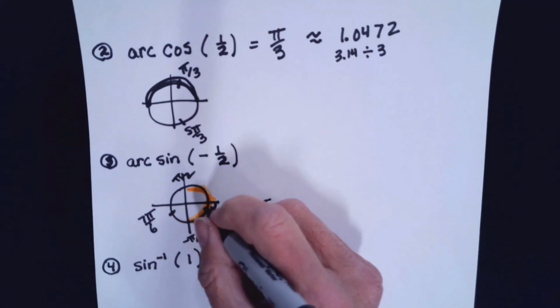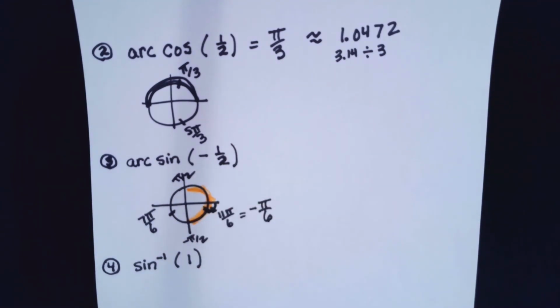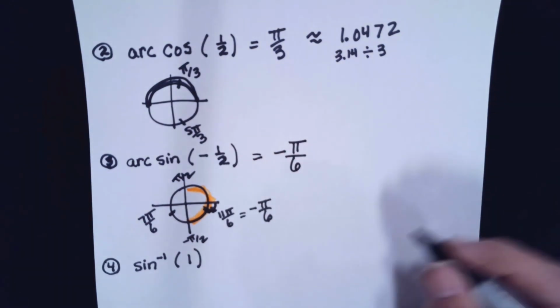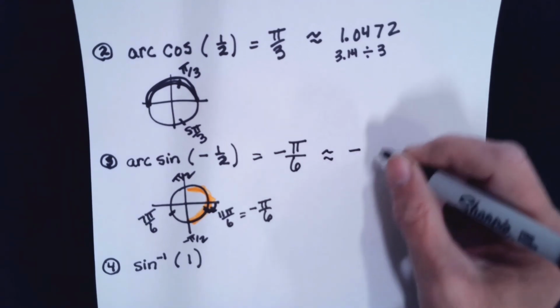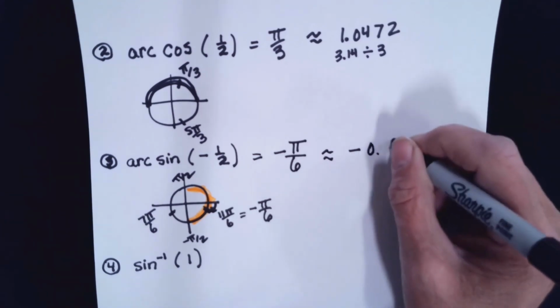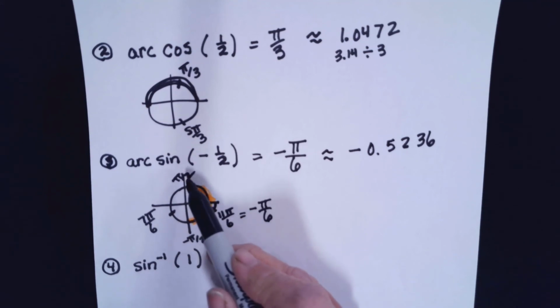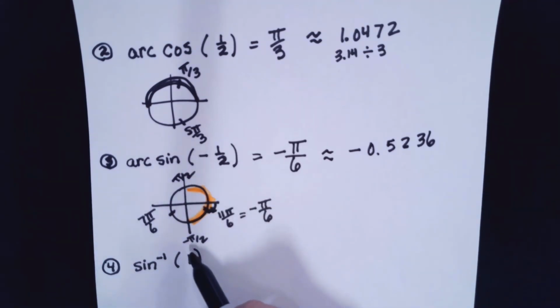So it's the same location, we just can't write it like that because we cannot have a number that's not between. All our numbers that we write down have to be between negative pi over 2 and pi over 2, or between negative 1.57 and 1.57. So this would be negative pi over 6, or negative 0.5236. So that's on the interval. That's between negative pi over 2 and pi over 2, or that's a number between negative 1.57 and 1.57.